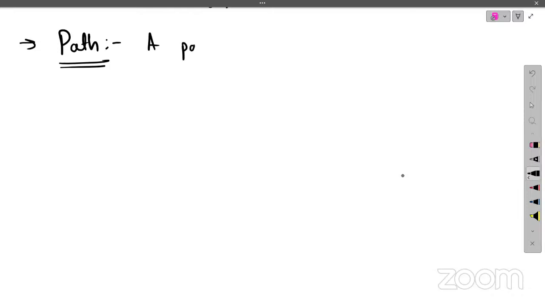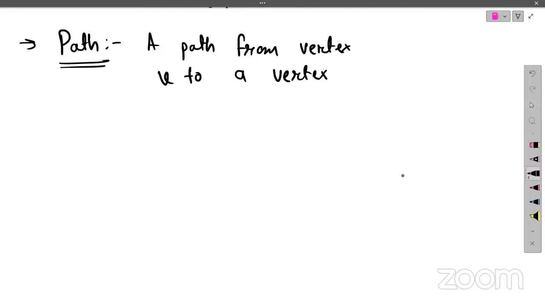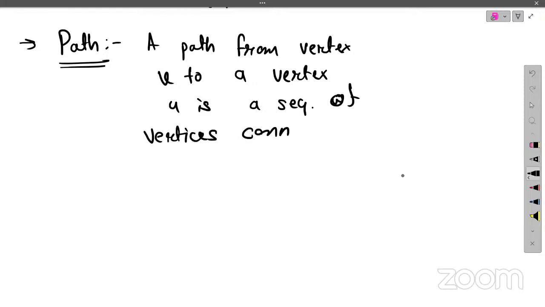So a path from a vertex V to a vertex U is a sequence of vertices connected by edges. So what does that mean?